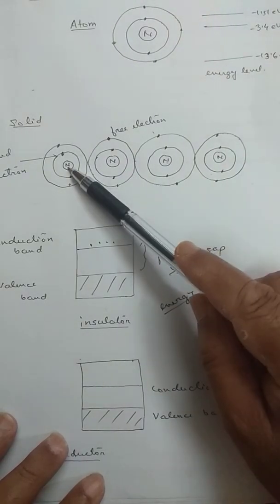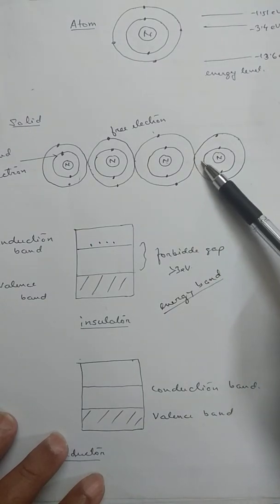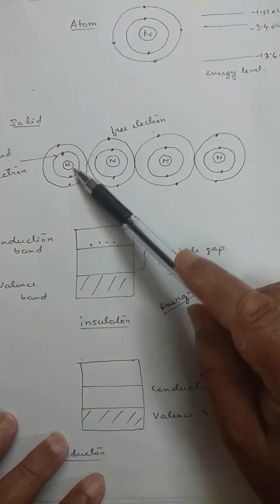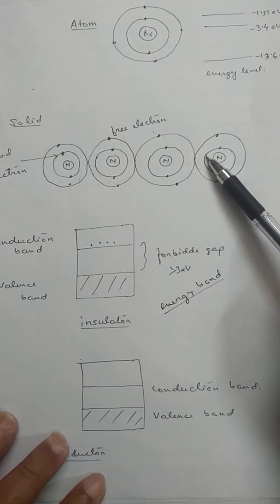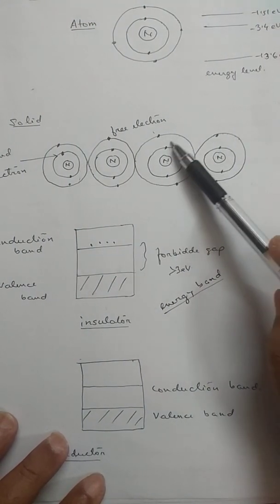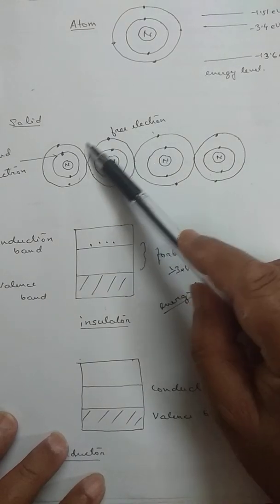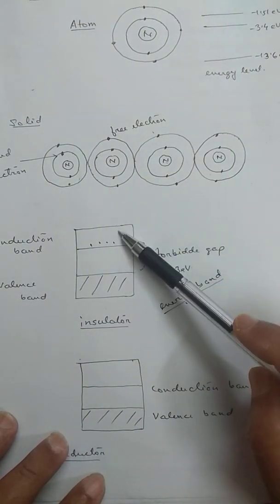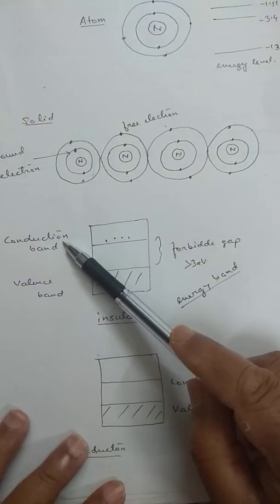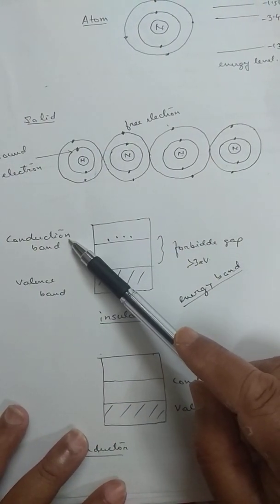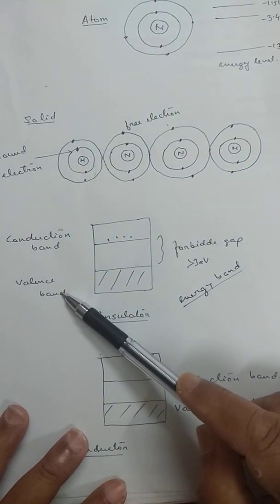Whenever the atoms come together to form the solid, there is an interaction between these atoms, and because of these interactions, the energy levels interact with each other and they form the energy band. So there are two types of energy band. One is called the conduction band and one is called the valence band.